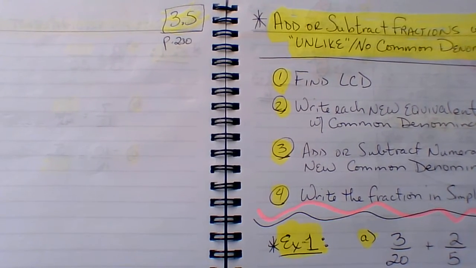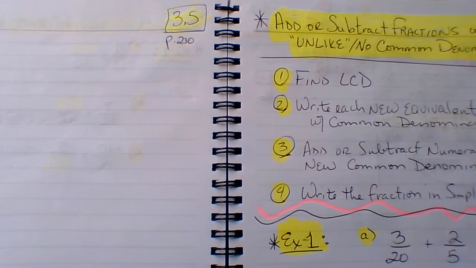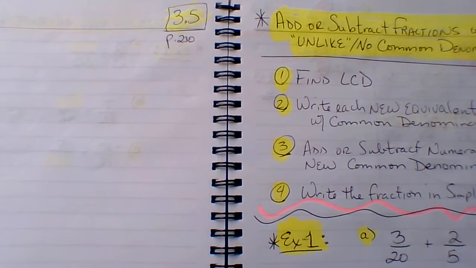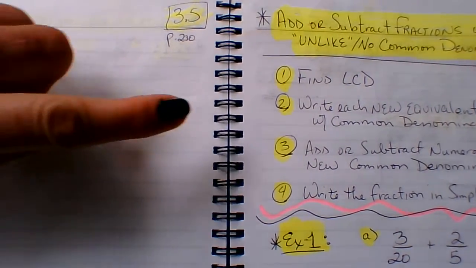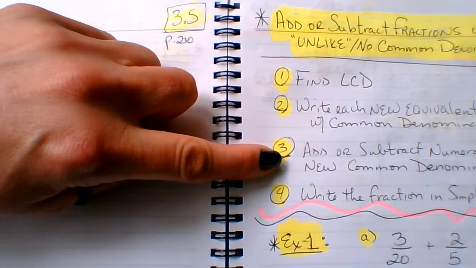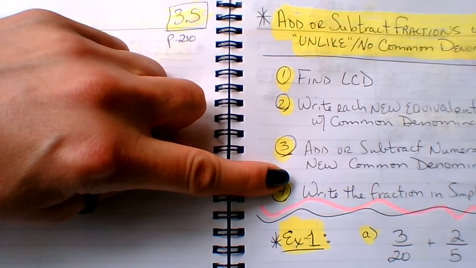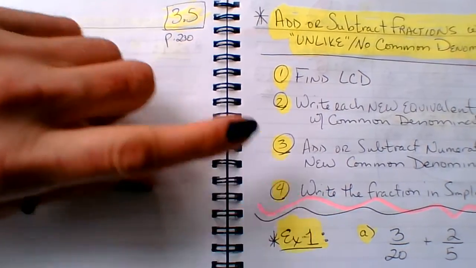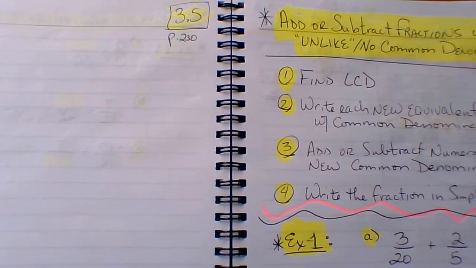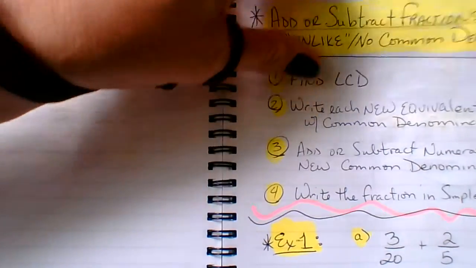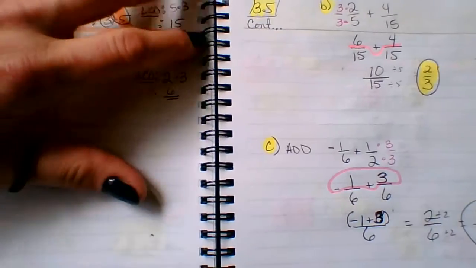Then we would rewrite the fractions as equivalent fractions with the new common denominator. And then we would add or subtract the numerators, keep the new common denominator, and then last, write the fraction in simplest form. Never leave your fraction not simplified. So, with that in mind, moving on.